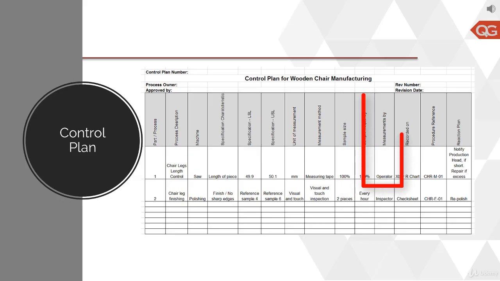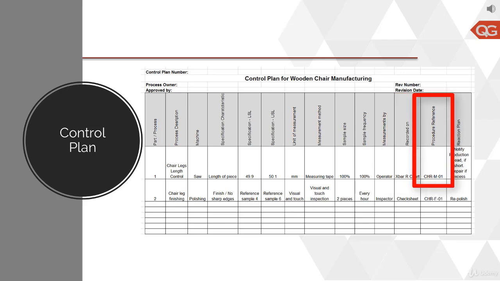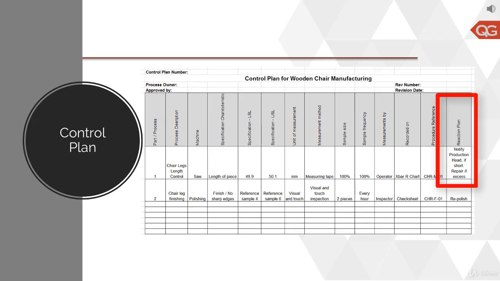The measurement is done by the operator, and the operator records that on an X bar R chart. So that is the place where the operator records this dimension, and then there is a procedure reference for that, and there is an action plan: if something goes wrong, what the operator needs to do. So all these things related to each of these critical characteristics are listed in this control plan. So this control plan now helps you in keeping on track. Whatever changes, whatever improvements you have made, this control plan will help you in keeping those changes on track. So this was the control plan.